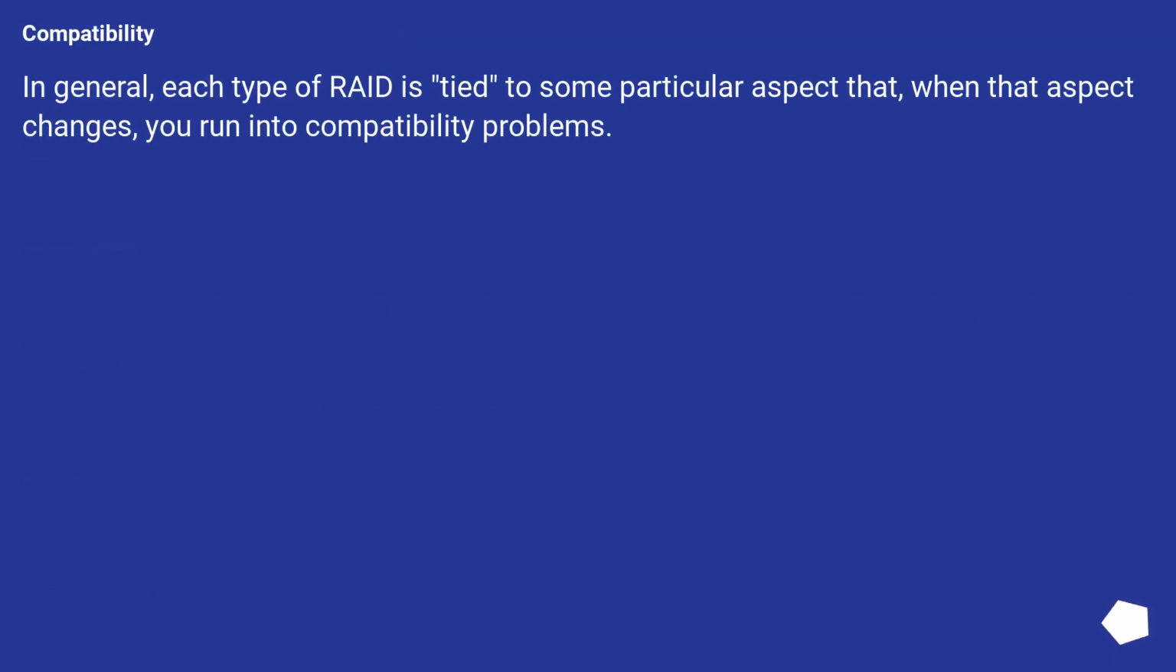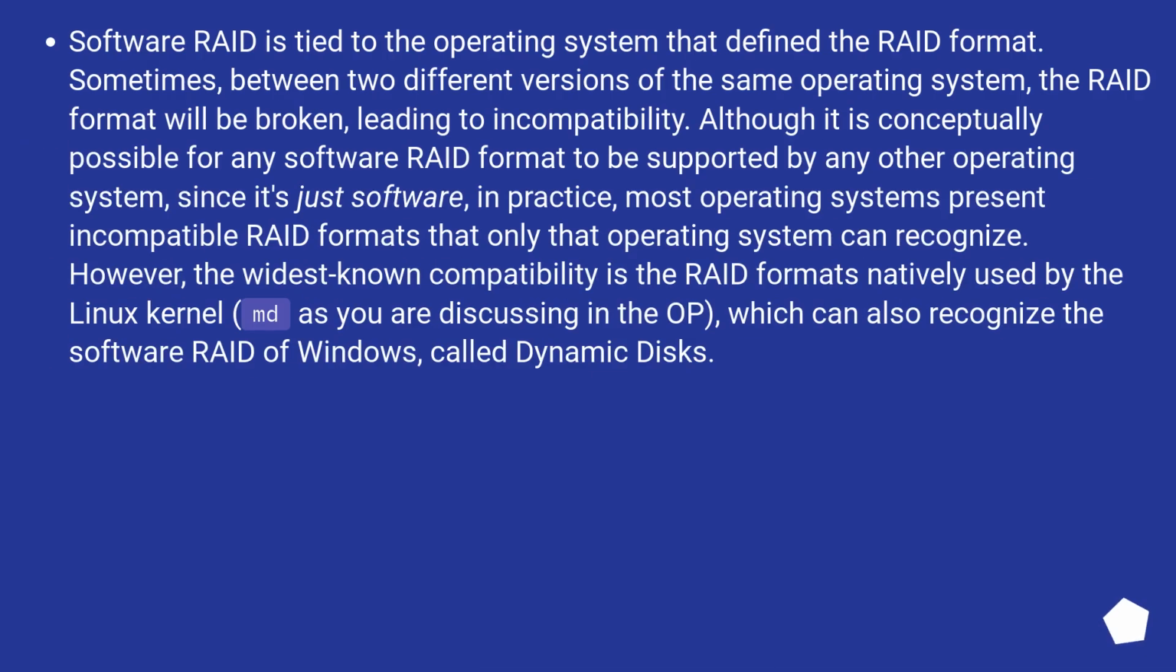Compatibility. In general, each type of RAID is tied to some particular aspect that, when that aspect changes, you run into compatibility problems. Software RAID is tied to the operating system that defined the RAID format. Sometimes, between two different versions of the same operating system, the RAID format will be broken, leading to incompatibility.